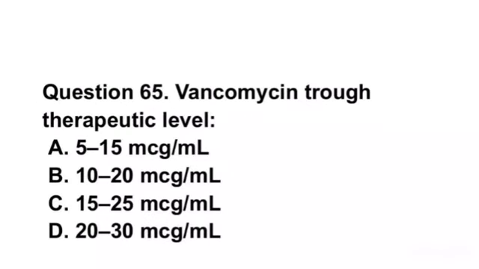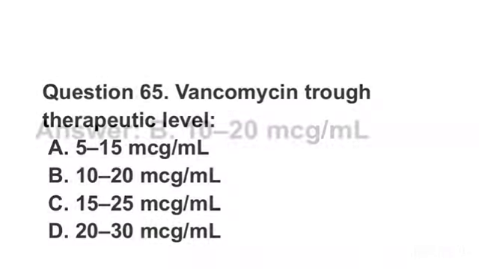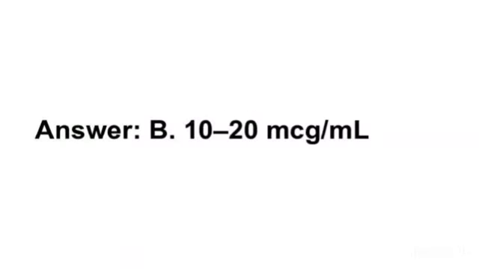Question 65. Vancomycin trough therapeutic level. A. 5 to 15 micrograms per milliliter. B. 10 to 20 micrograms per milliliter. C. 15 to 25 micrograms per milliliter. D. 20 to 30 micrograms per milliliter. Answer: B. 10 to 20 micrograms per milliliter.